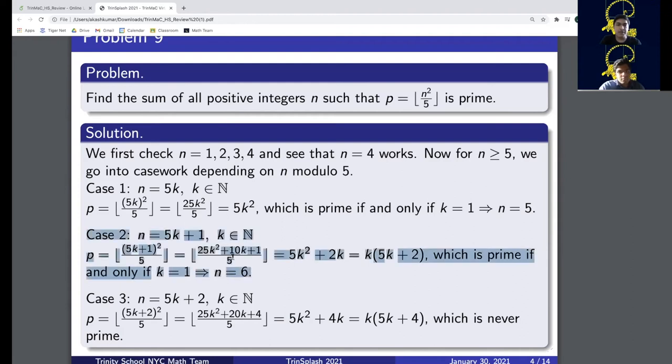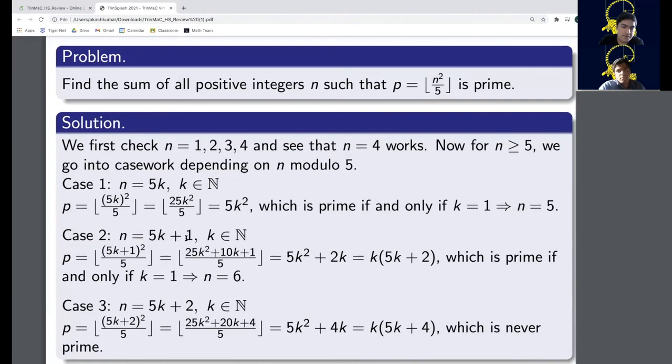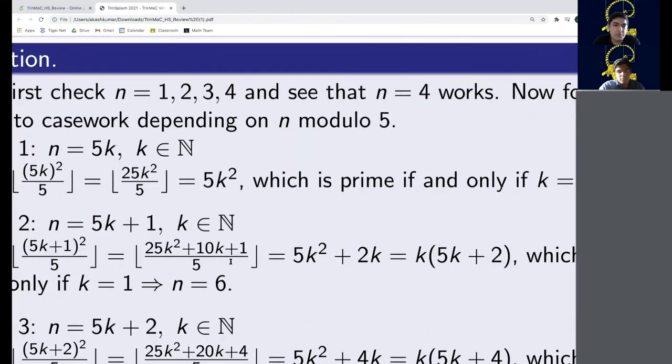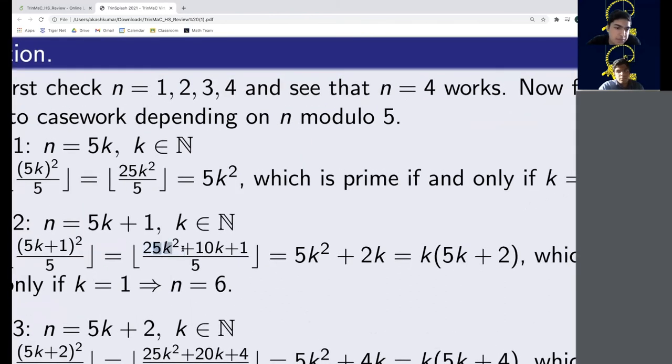Now we're essentially testing every single number that's 1 mod 5, every number that leaves a remainder of 1 when divided by 5. Those numbers are of the form 5k plus 1. Very similar logic: you expand out the square and you get this. When you distribute the division, this becomes 5k squared, because of 25 divided by 5, and this becomes 2k. So 5k squared is an integer, so that comes out of the floor. 2k is also an integer that comes out of the floor, which is why you see it here.